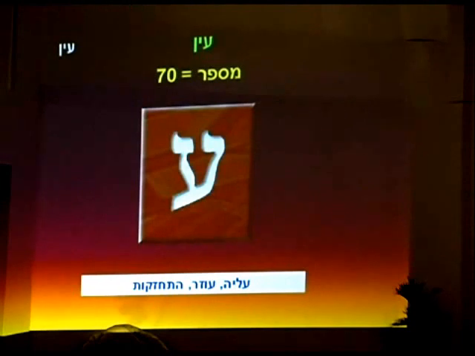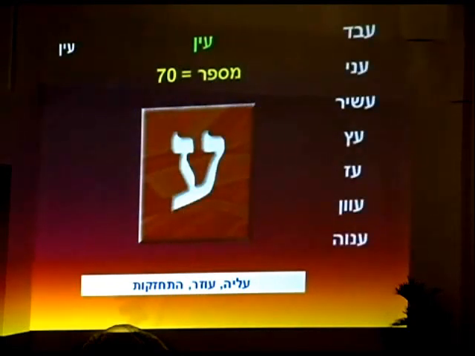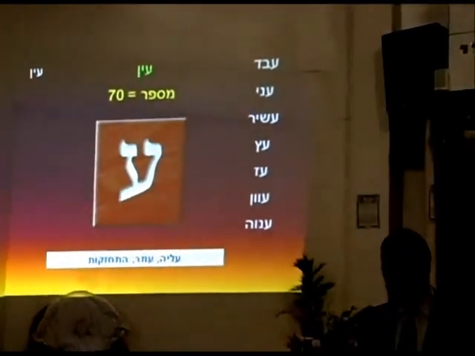Ozer and itchazkut. These are additional actions that I added on my own, that we find that it tends to help, it tends to assist, it tends to strengthen something whenever it is found. Look at the word eved, how he works and how he assists. Ani, ashir, that's interesting. A poor man and a rich man both have an ayin.